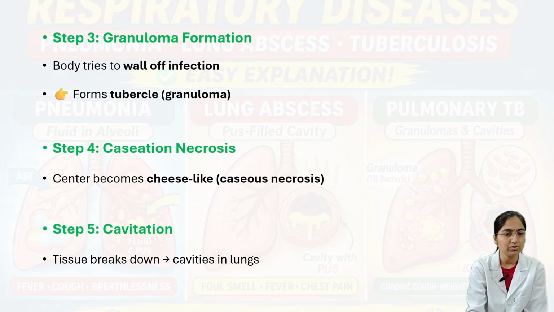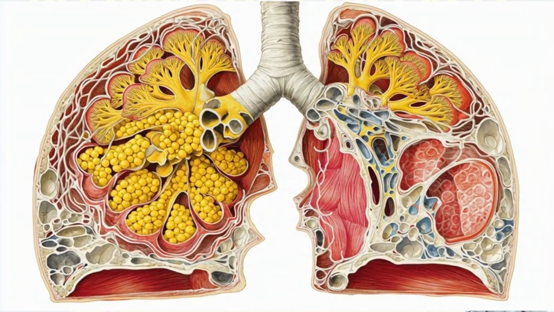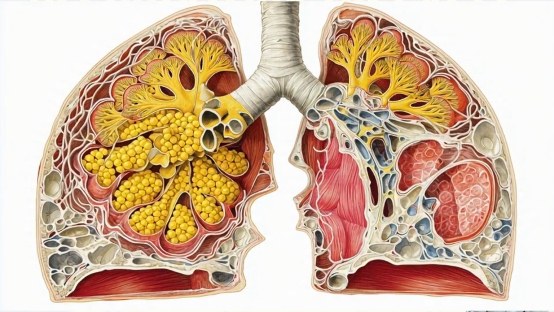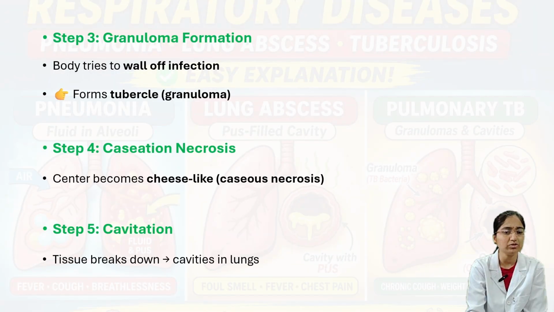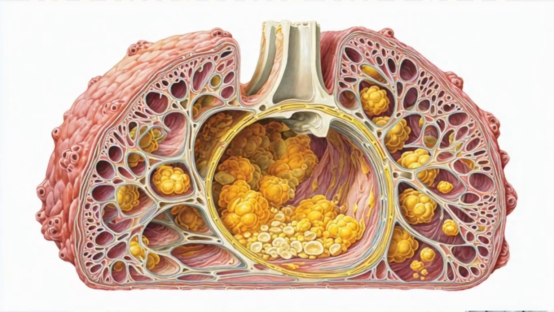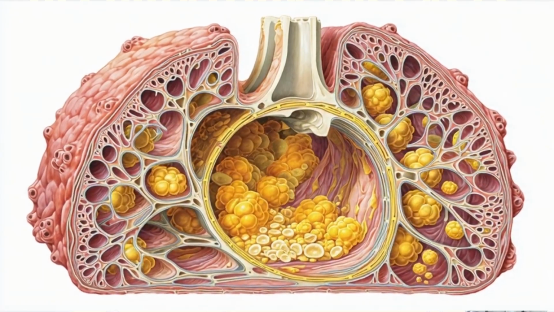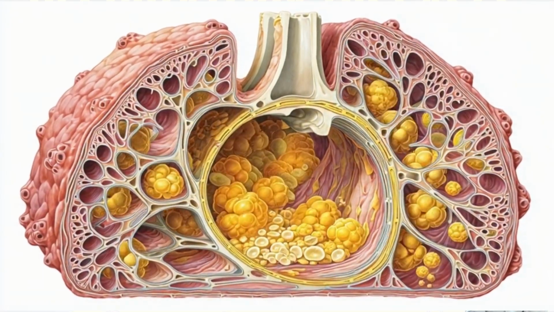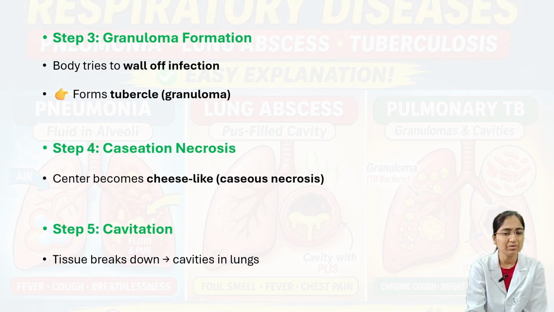And then the third stage, granuloma formation. That is, the body tries to wall off the infection. That forms a tubercle. And then step 4, that is caseation, necrosis. Here the center becomes cheesy. That is nothing but caseous necrosis.